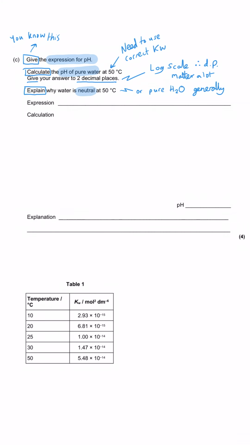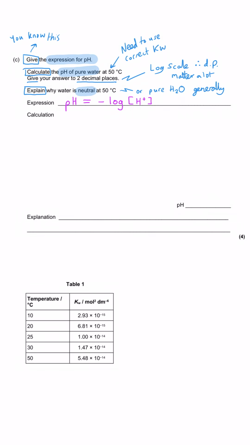Firstly then, the expression for pH is that pH is negative log to the base 10 of the hydrogen ion concentration. To be honest, we don't need to put the base 10 here because that's a requirement of a maths paper. In chemistry, we assume that when you write log, we mean log to the base 10.